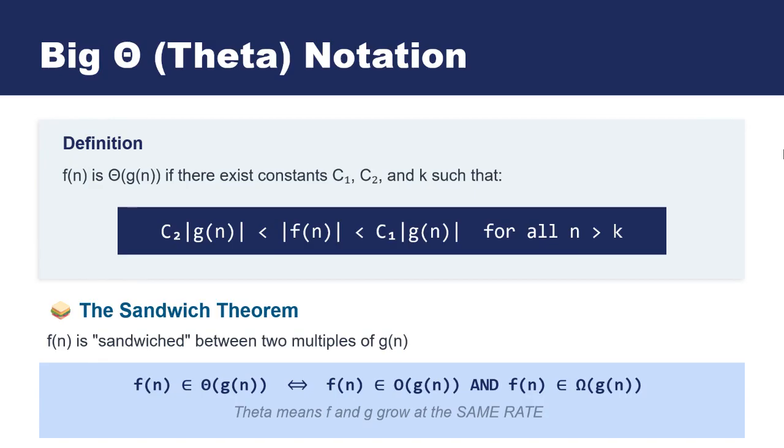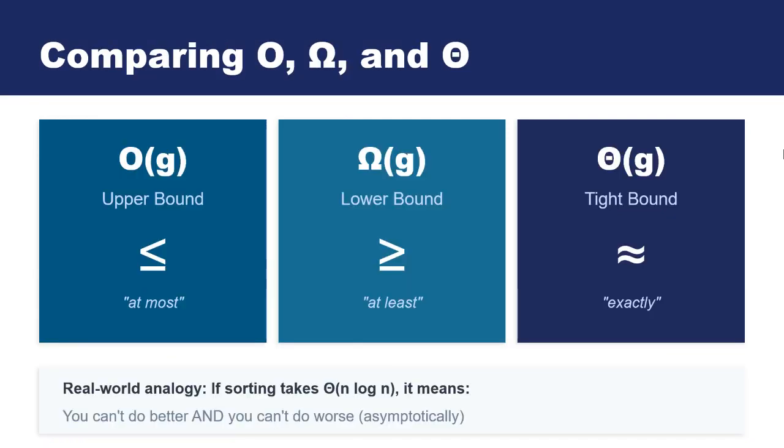Big theta. So f of n is theta of g of n if there exist constants c1 and c2 that bound f of n between c2 g of n and c1 g of n for all n greater than k. So f of n is sandwiched between two multiples of g of n that bound f of n towards infinity. So big omega and big theta are lower and upper, and then big O is upper.